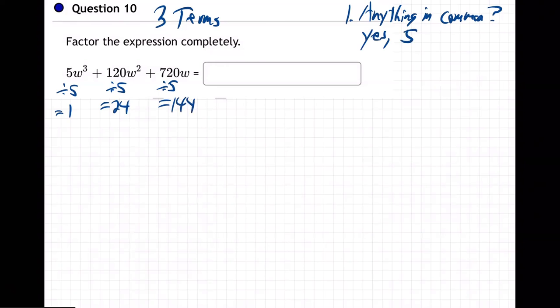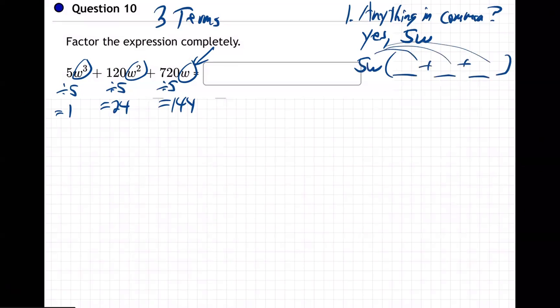It's 5. The 5 goes in all of them, but not just 5. Notice they all have a W. You got to take the lowest one, so just a plain W, 5W. And so what do you do? You put the 5W in the front, and you put one big parenthesis, three terms on the inside with the pluses in between, and then put in the parentheses whatever would multiply correctly.